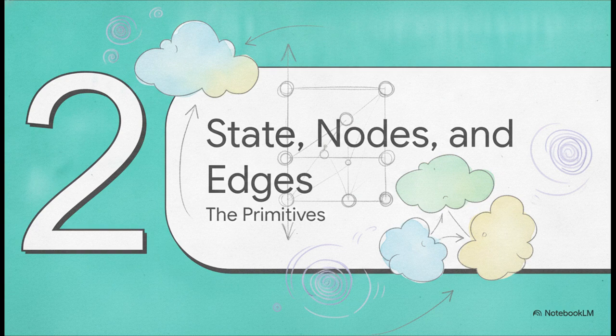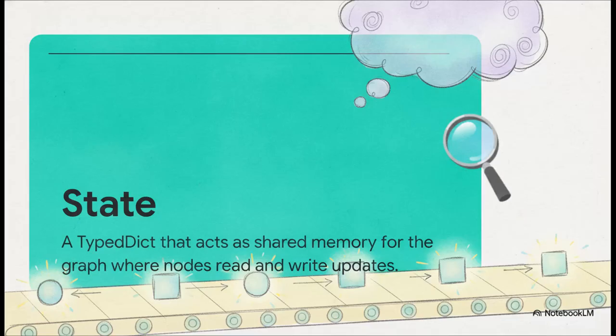Moving right along to part two, state, nodes, and edges. These are the core primitives. These three primitives are essentially the holy trinity of LangGraph. If you get these right up front, it's going to save you massive confusion later on.